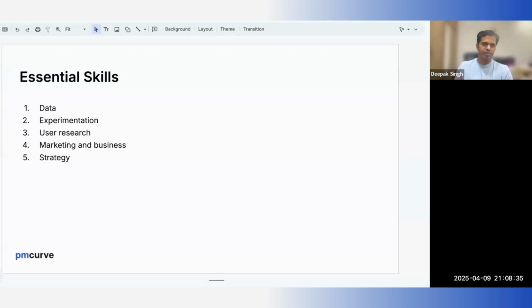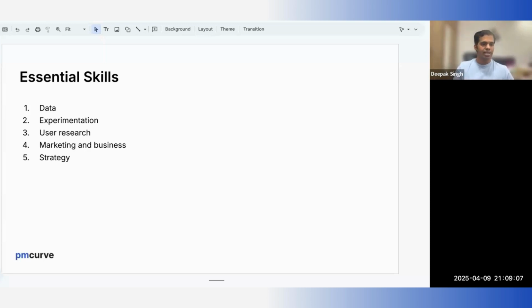So essential skills for growth PMs: I would say there are 5 essential skills beyond the core skills of a PM. You have to be very strong at data. You have to have a very strong hold on experimentation. You have to be good with user research. You have to understand marketing and business while you are not leading any marketing or business teams as a part of growth product management. You have to understand how marketing works, how business works, what the constraints of marketing are, what the constraints of business are, and so on and so forth.